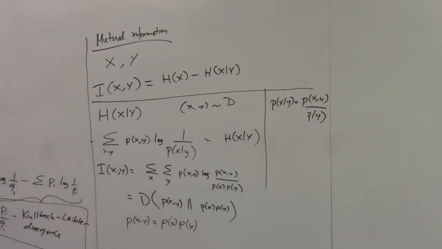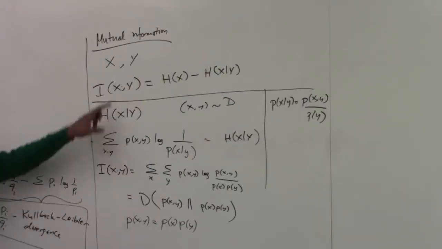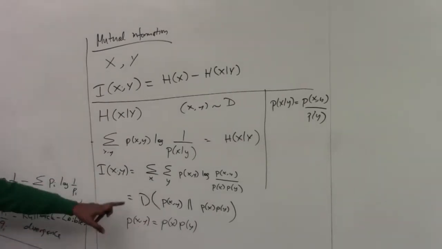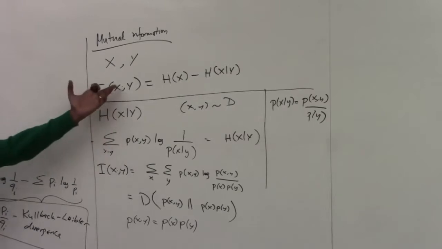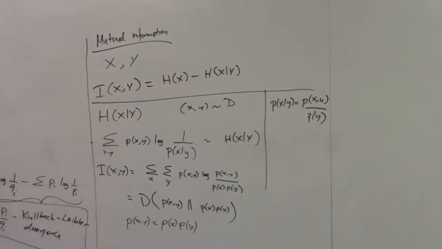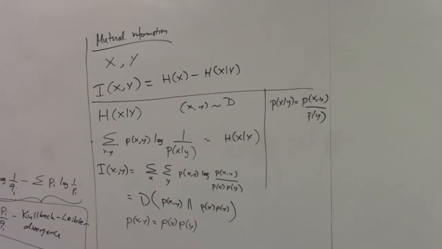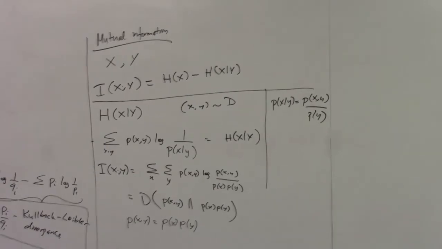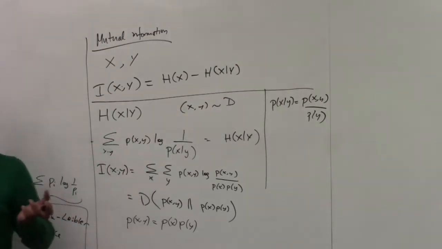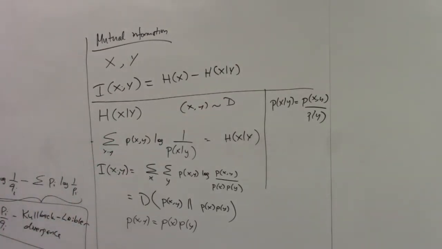The entropy of x should stay exactly the same as it was before if they're independent. And in fact, that's exactly what will happen. If x and y are independent, this is 0, which means that there is no information being provided to you about x from y. That the entropy of x is equal to the conditional entropy of x given y, because nothing has changed. No amount of information has changed.